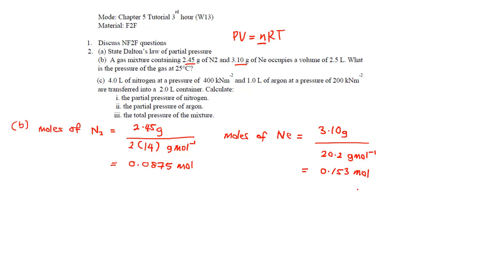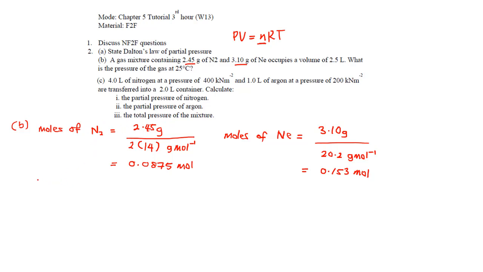Again, if the quantity of the gas is given in the form of mass, we have to convert it to mole, and then we can solve using the ideal gas equation to find the partial pressure of each gas. Next, we solve one by one: the partial pressure of N2 and the partial pressure of neon.